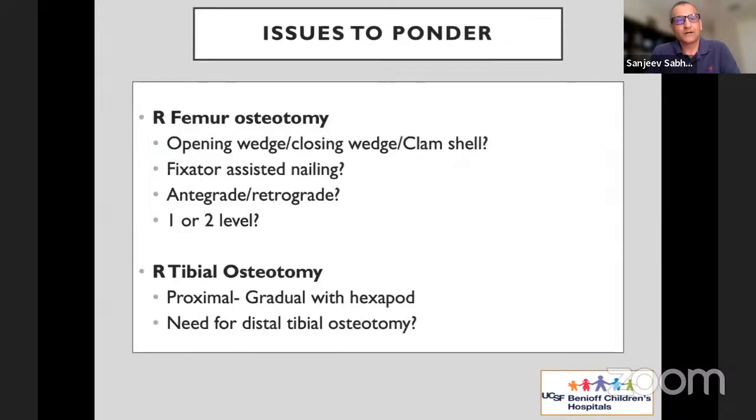So issues to ponder, like we said, is do you do an opening or a closing wedge or a clamshell for the femur? Do you do a fixator-assisted nailing? Do you go antegrade, retrograde, one level, two level in the femur? And for the tibia, do you do it proximally, gradually with a hexapod fixator? Do you do a monolateral fixator? Do you need to address the distal tibial osteotomy? So a lot of variables.